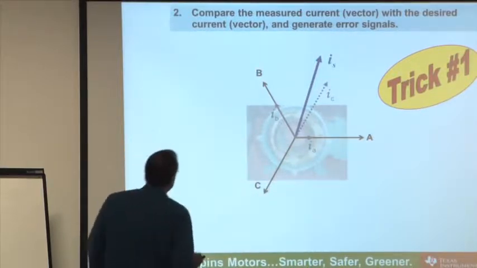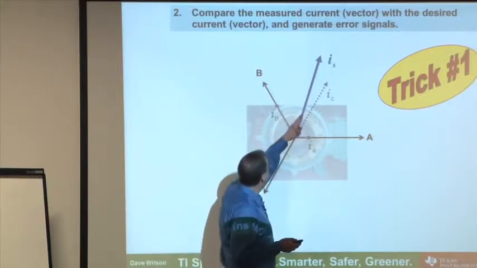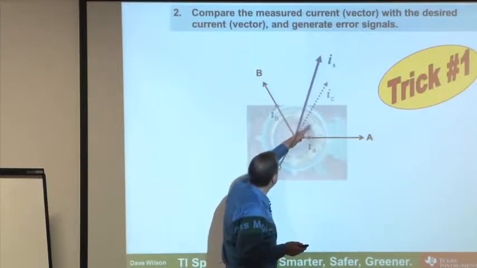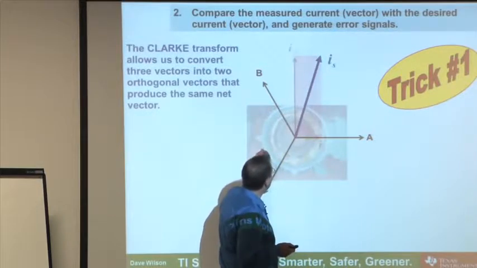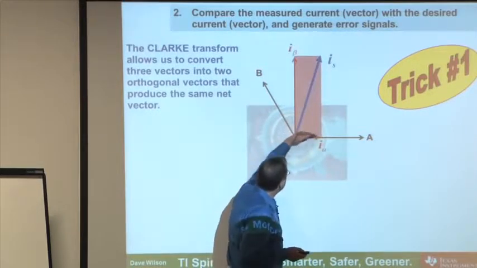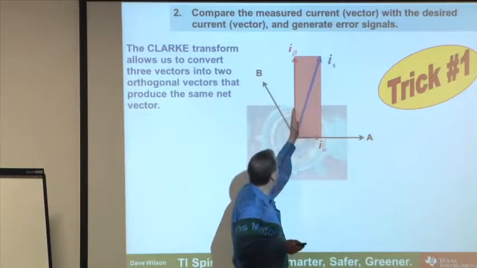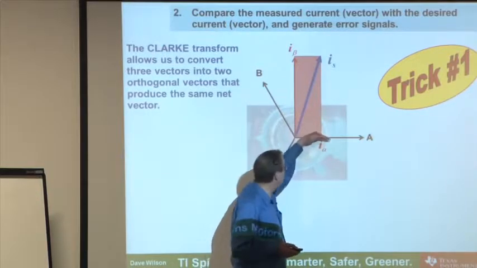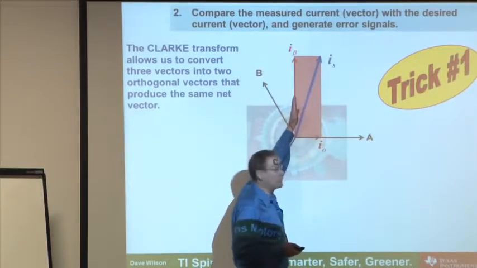So what it means is, instead of representing this current vector as the sum of this vector and this vector, I could transform it into an alternate reference frame where I'm going to say, well, it's just the sum of this vector and a quadrature vector. And this is called the alpha frame, and this is called the beta frame.